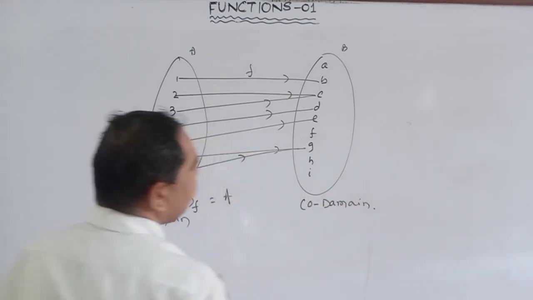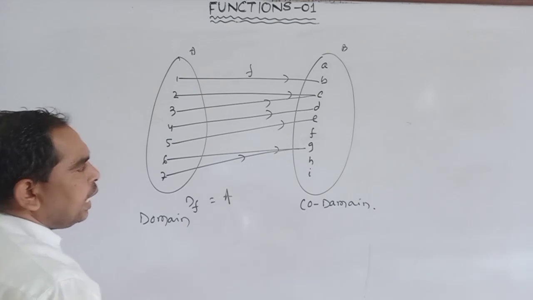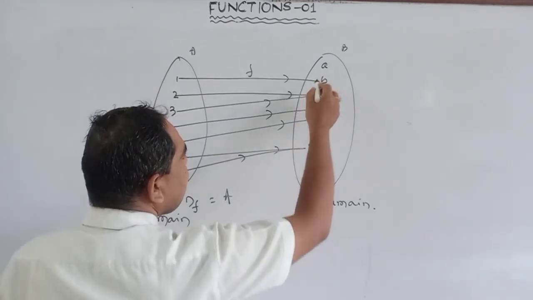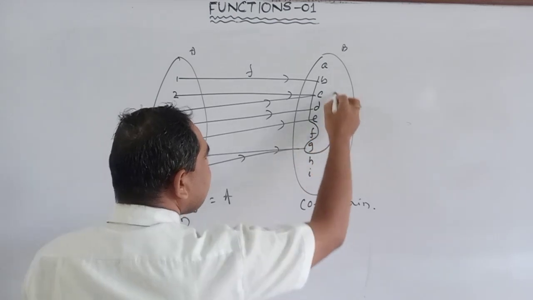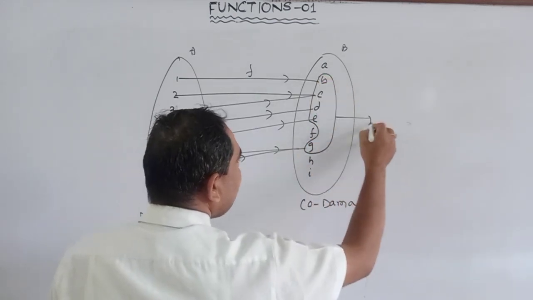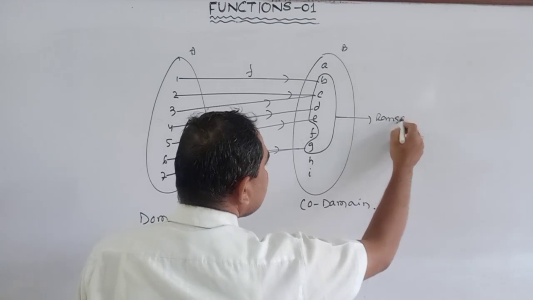Codomain and range set. Look, okay, I take the range set. This is called the range of f.